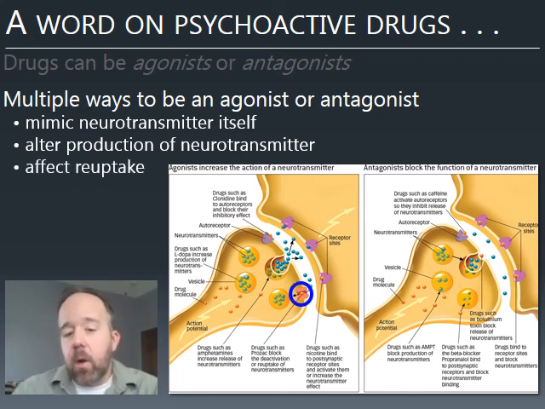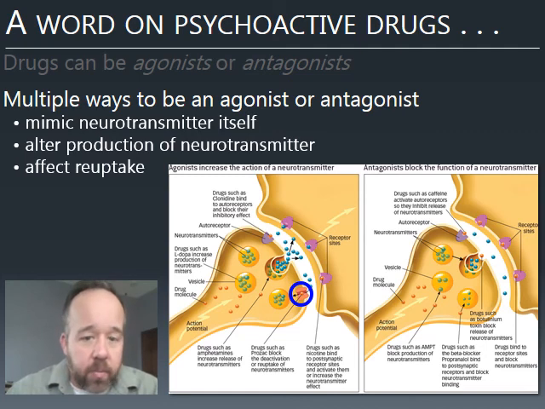It can affect what we call reuptake. And here I've circled in this diagram a molecule on the presynaptic neuron whose job is to pull neurotransmitter back into the neuron. So neurotransmitter is released, but it doesn't stay out there forever. If it did, it would just constantly be activating that postsynaptic neuron. So one way to get rid of all that neurotransmitter is to sort of vacuum it back up into the presynaptic neuron. And that process is what we call reuptake.